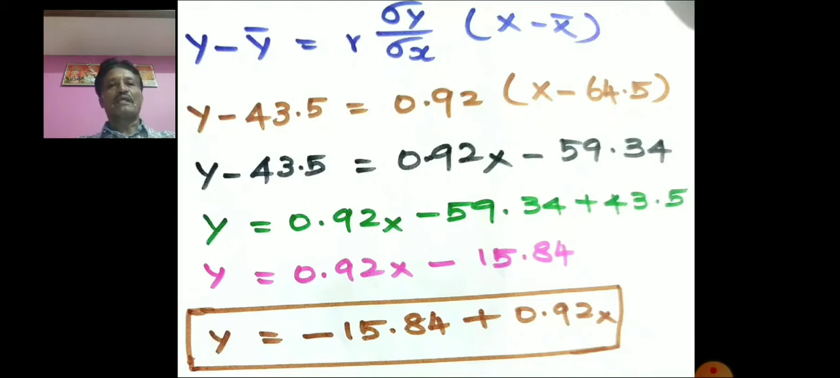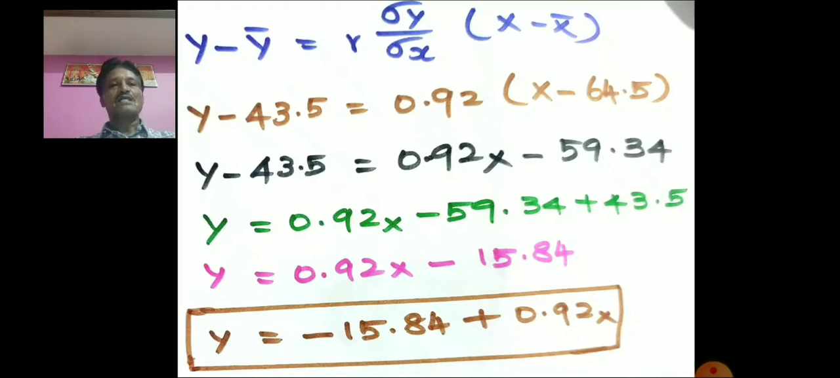So y minus y bar, that is 43.5, equal to, so instead of r sigma y by sigma x, we have to substitute 0.92 into x minus x bar, which is 64.5. So y minus 43.5 equal to, now what we have to do is, with the help of 0.92 you can multiply x and minus 64.5. So 0.92 into x is equal to 0.92 x, plus into minus 0.92 into 64.5, that is equal to 59.34. So the equation is y minus 43.5 equal to 0.92 x minus 59.34.